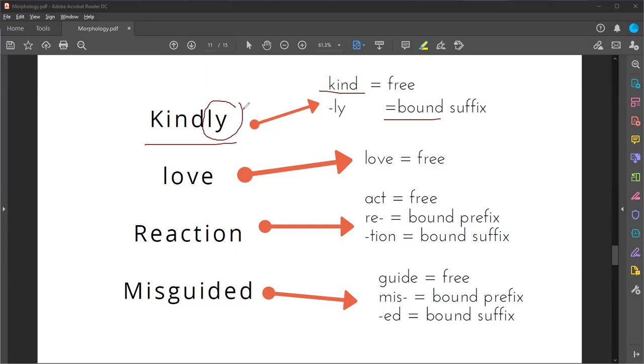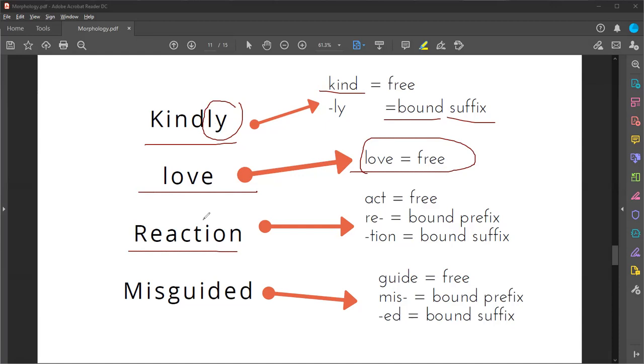And what type of affix is this? This is the suffix, so this will be at the end. So this will be a suffix. So love. What is the root word of love? Do we have free or bound in here? No bound. This is all free. Love is free.